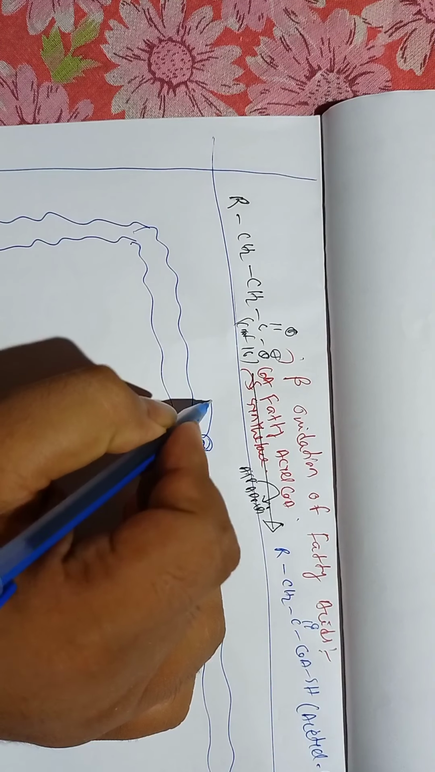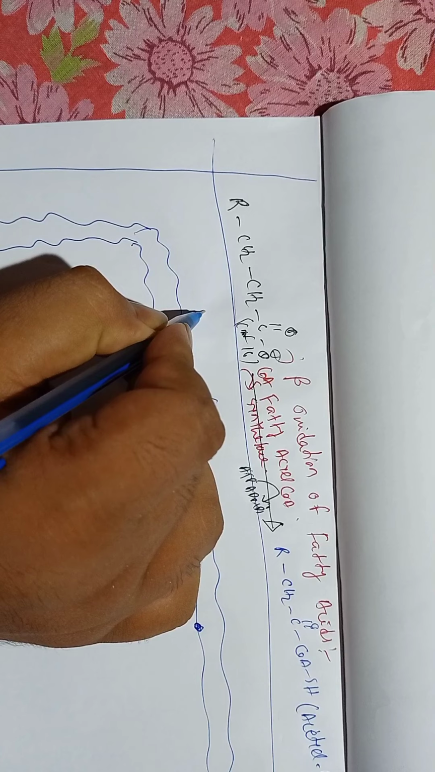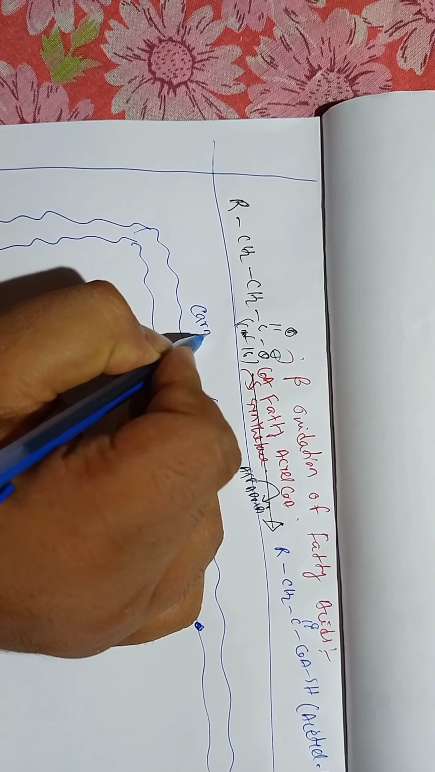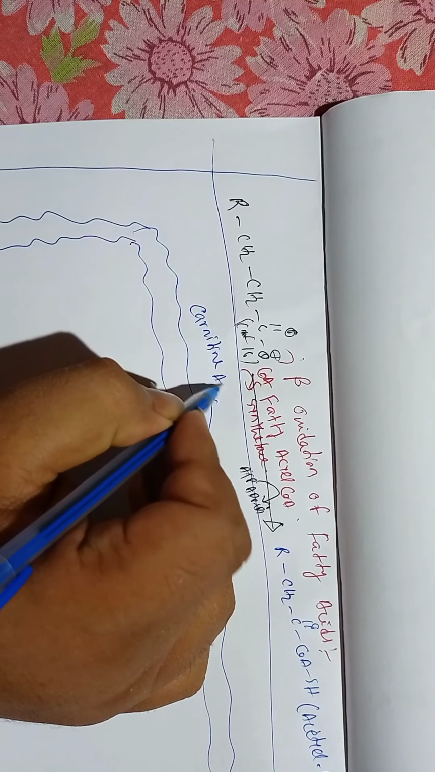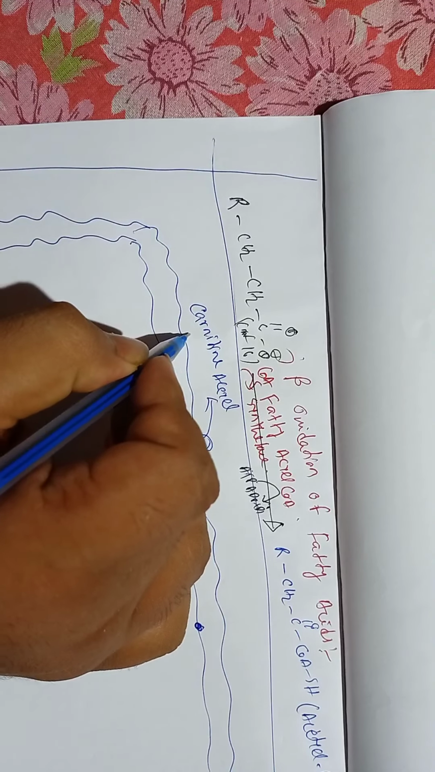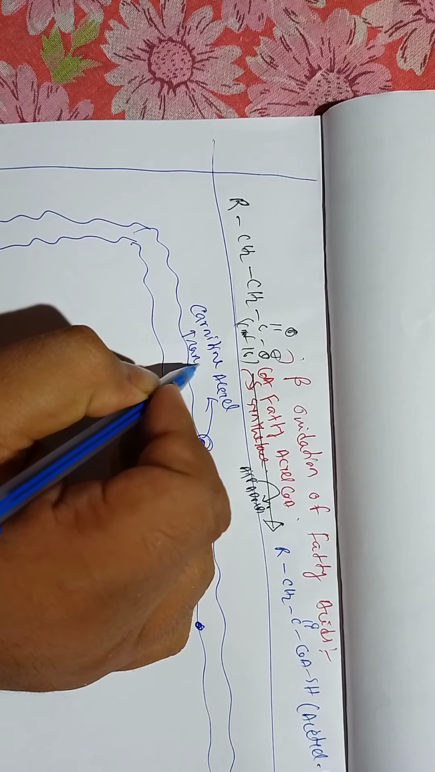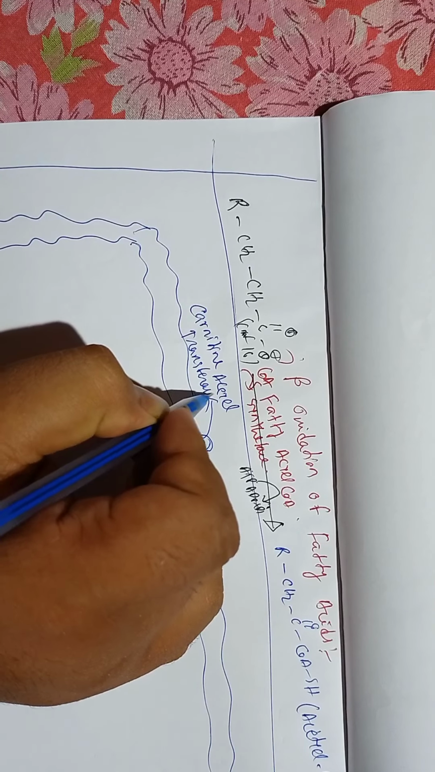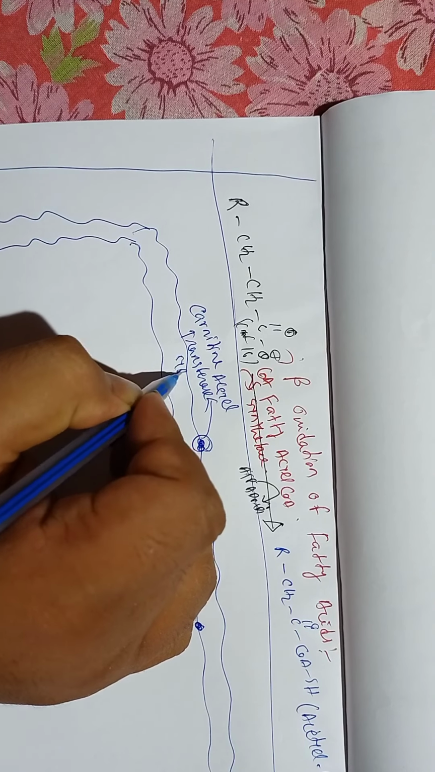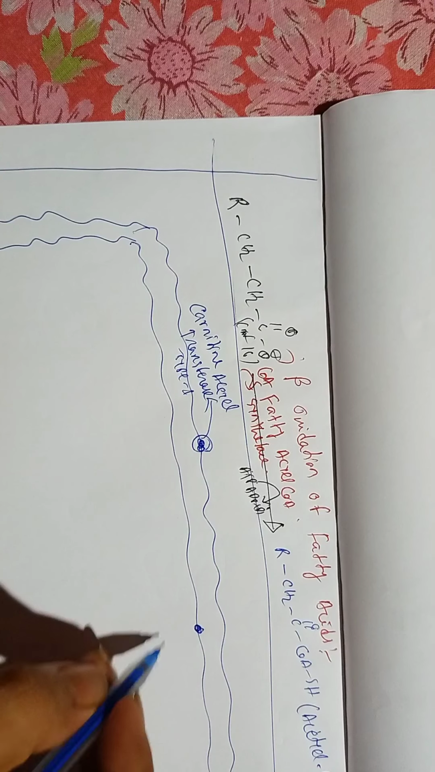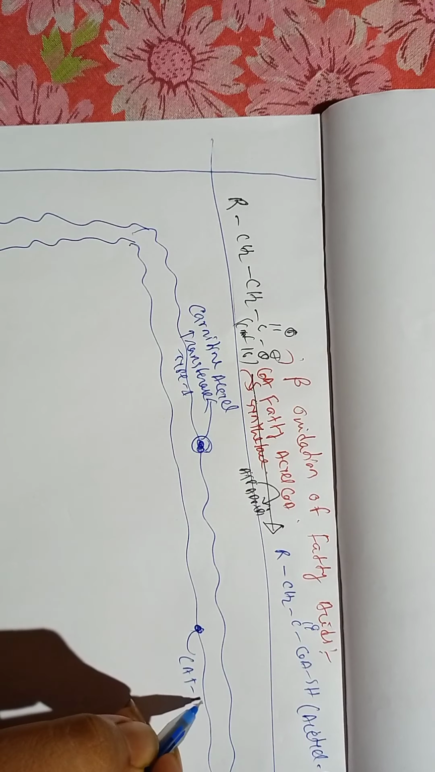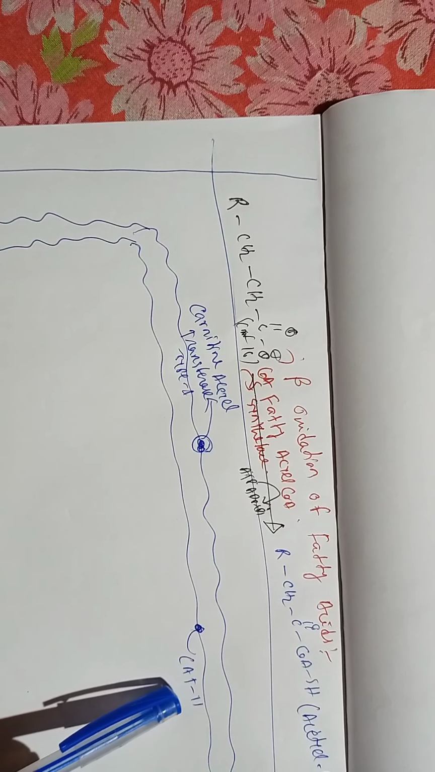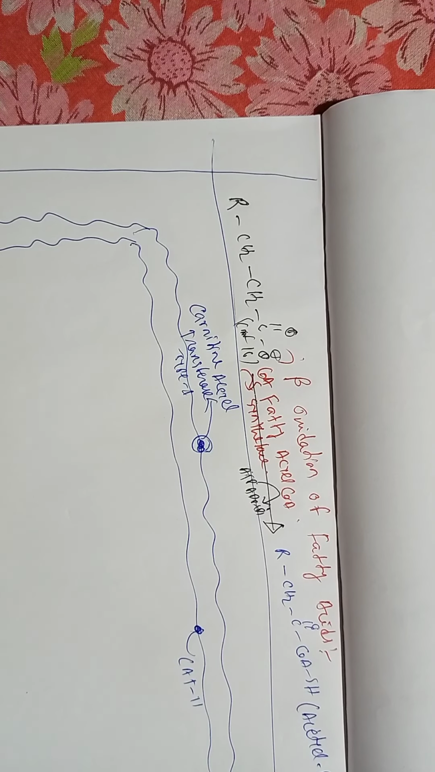Carnitine acyl transferase type 1, and there is also carnitine acyl transferase type 2. Just assume the same thing. Carnitine acyl transferase type 2, and this is type 1.